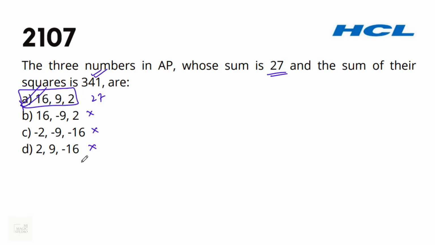Still, if there are a few more options where the sum of three numbers is 27, next we can check the property whether the three numbers are in AP or not. Now again, 16 squared is 256, 9 squared is 81, and 2 squared is 4. So the total is 341, which is matching with the 341 given. So option A is the answer.